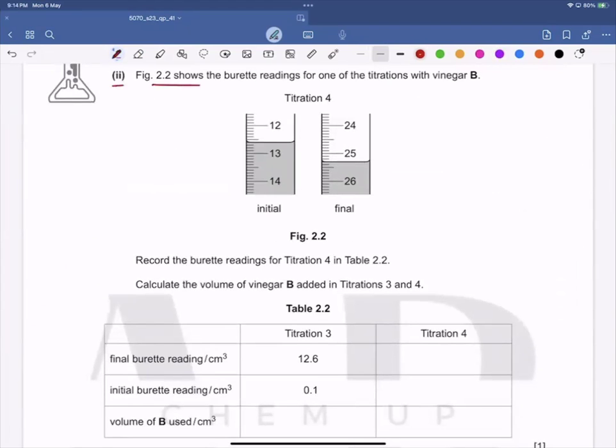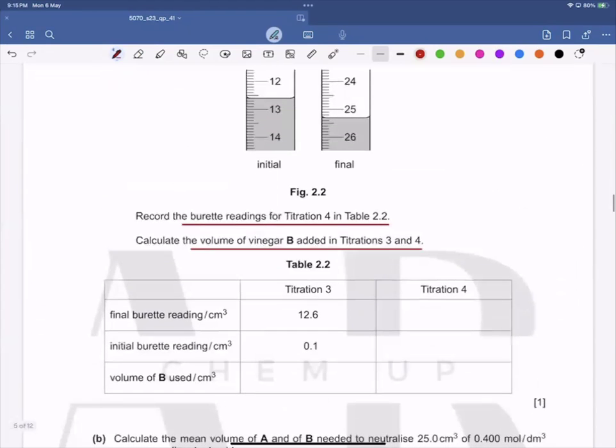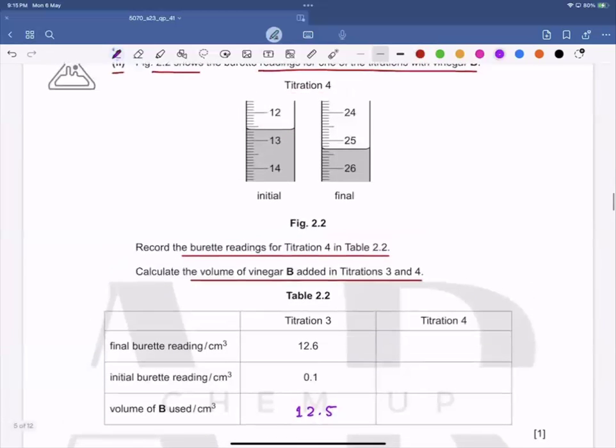2. Figure 2.2 shows the burette reading for one of the titrations with vinegar B. Record the burette readings for titration 4 in table 2.2. Calculate the volume of vinegar B added in titration 3 and 4. Okay. So in 3, we are given the readings. We have to subtract it. So it is going to be 12.5. And for titration 4, the initial reading is 12.6. And the final reading is 25.3.